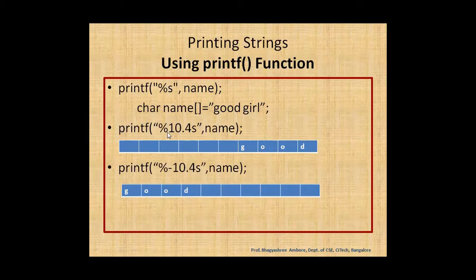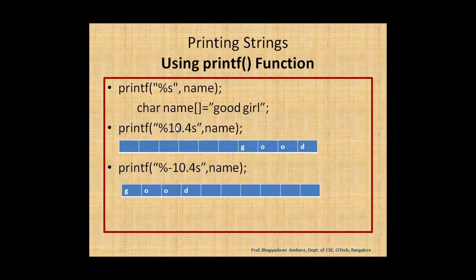Now the second one, where we can use the width: percentage 10.4 s. What is the meaning here? 10 is the total width. Count this number of boxes that I'm talking about, this width. In that, how many characters do you want to select? In this width, I want to pick only 4 characters from this name. The meaning is, in a width of 10, pick 4 characters from the string name and print them.